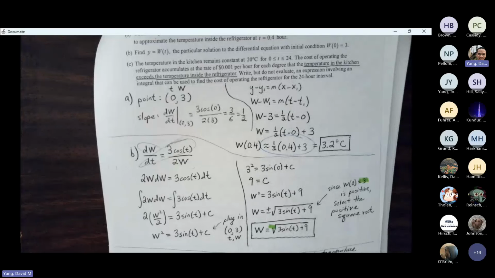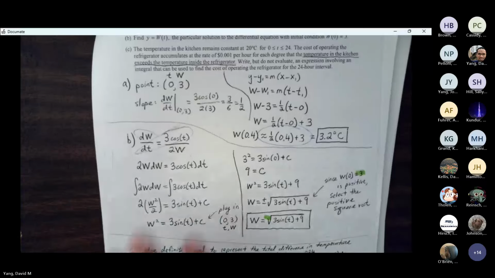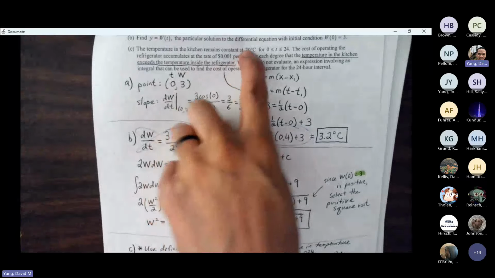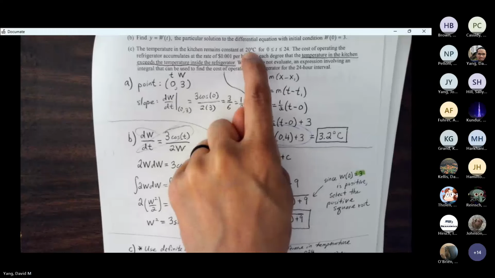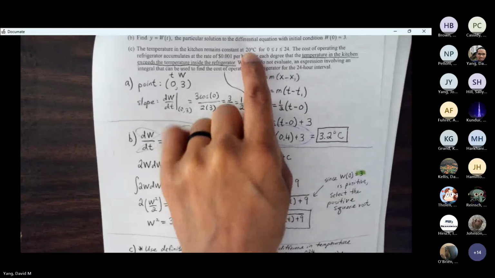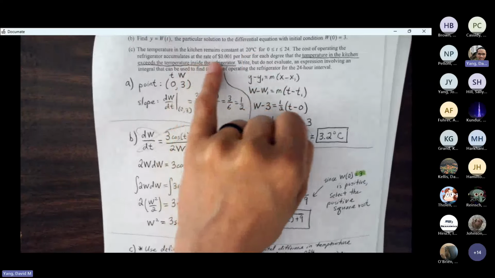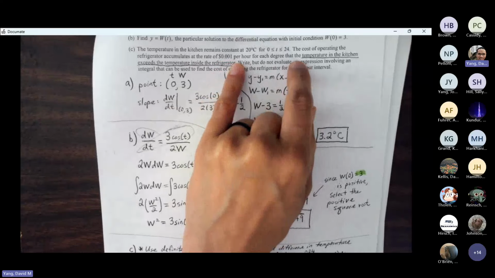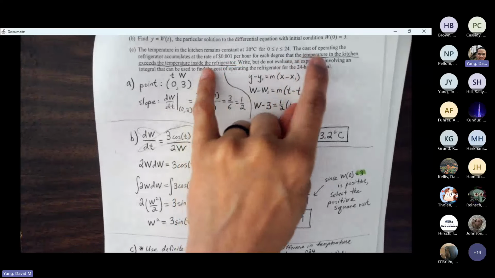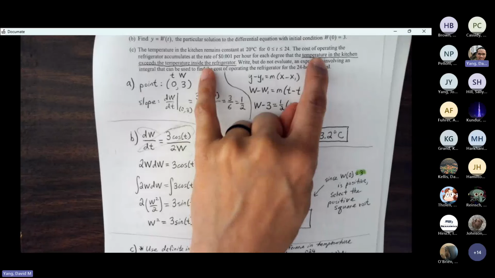All right, part C. The temperature in the kitchen remains at a constant 20 degrees Celsius between 0 and 24. So this is talking about the temperature in the kitchen, the room temperature. The cost of operating the refrigerator accumulates at a rate of 0.001 per hour for each degree that the temperature in the kitchen exceeds the temperature inside the fridge.